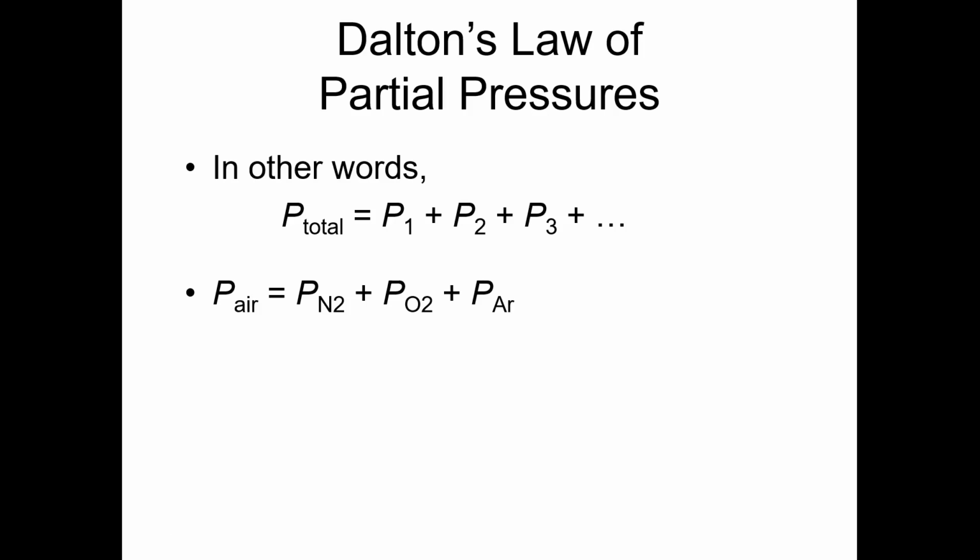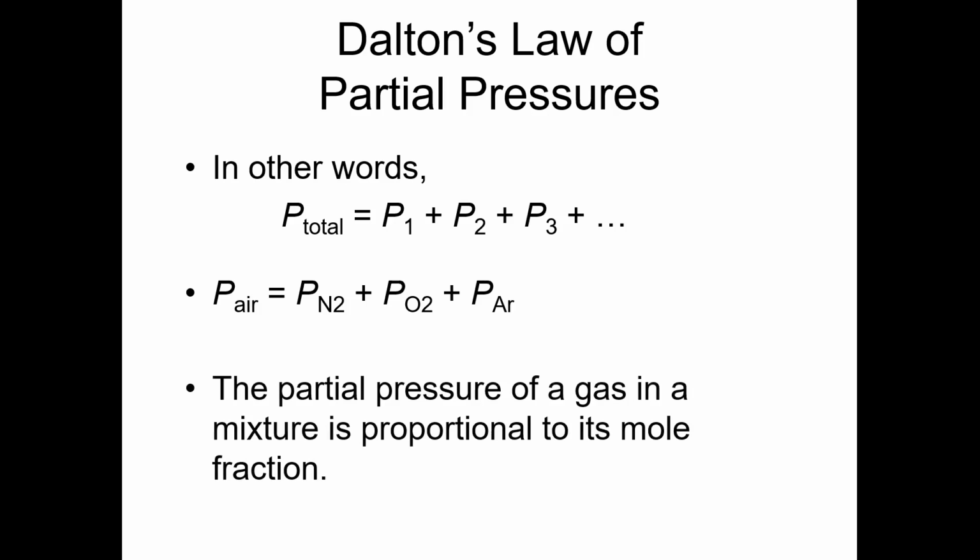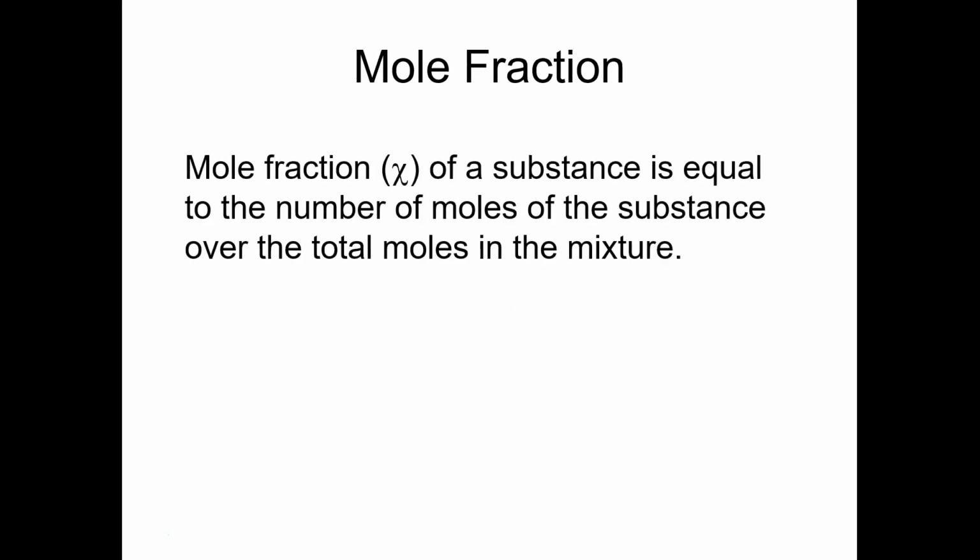They don't, and I think you can tell intuitively that they wouldn't, because nitrogen is there in much greater proportion than oxygen, and oxygen is there in much greater proportion than argon. As it turns out, the partial pressure of a gas in a mixture is proportional to its mole fraction. Mole fraction is a term we've come across just once before, with an automobile engine and the mole fraction of oxygen in air. The mole fraction, given the Greek symbol chi, of a substance is equal to the number of moles of that substance over the total number of moles in the mixture.